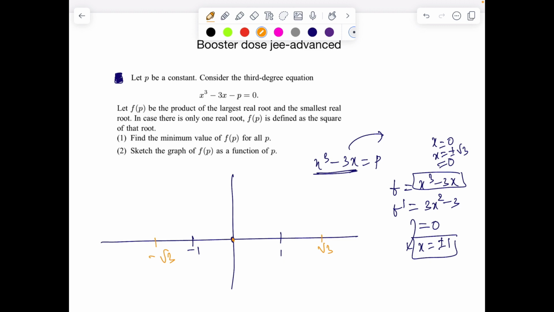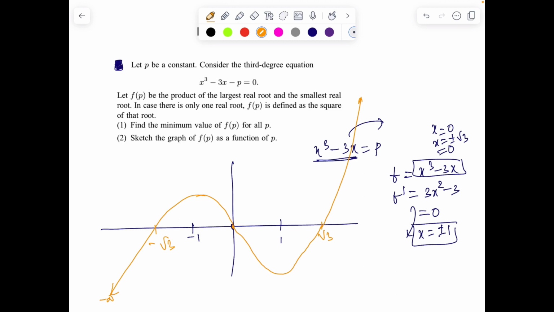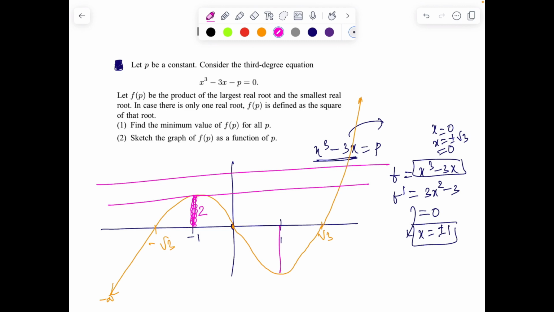At 0 the function will cross the axis. It will have a local minima at 1 and increase monotonically. Similarly at minus 1 it will have a local maxima, then it will decrease and go to minus infinity. Now as P changes, we'll have different configurations. For the tangential case, the height of the function at minus 1 is 2. We can simply put in the function and check. At 1 we are getting minus 2 because of the symmetry. Moreover, you can notice the function x cube minus 3x is an odd function.